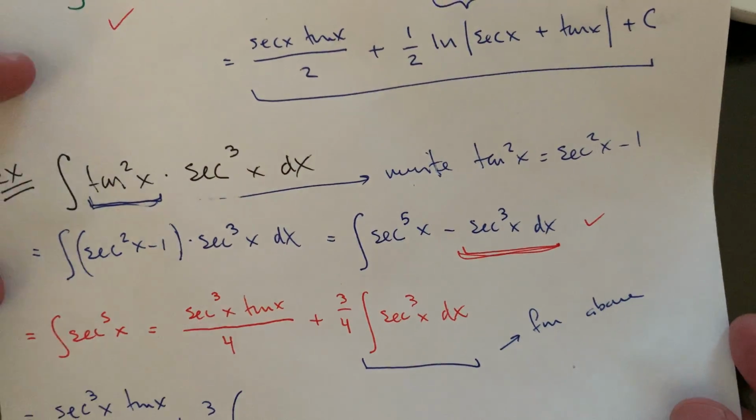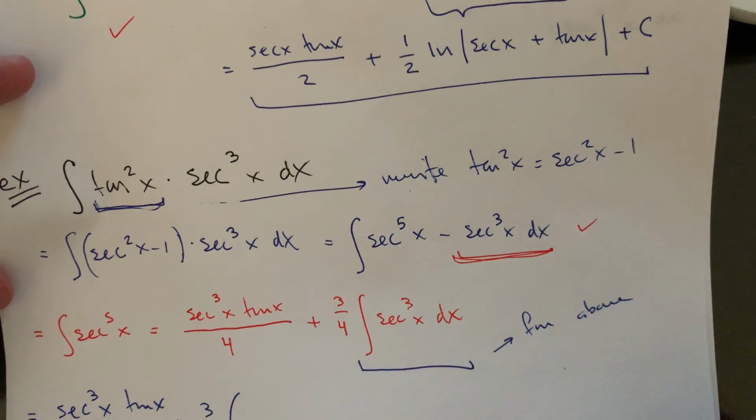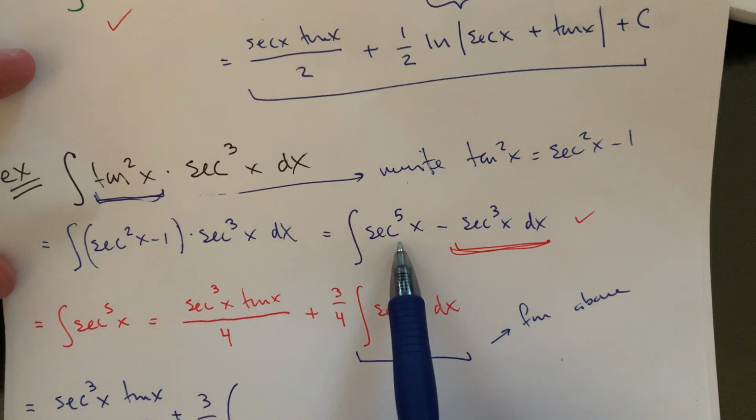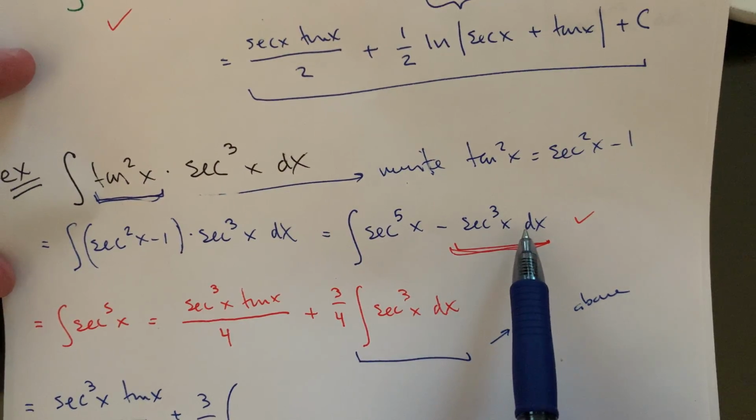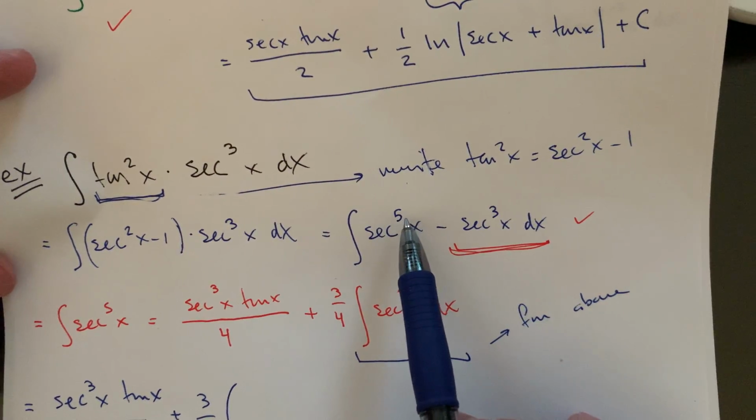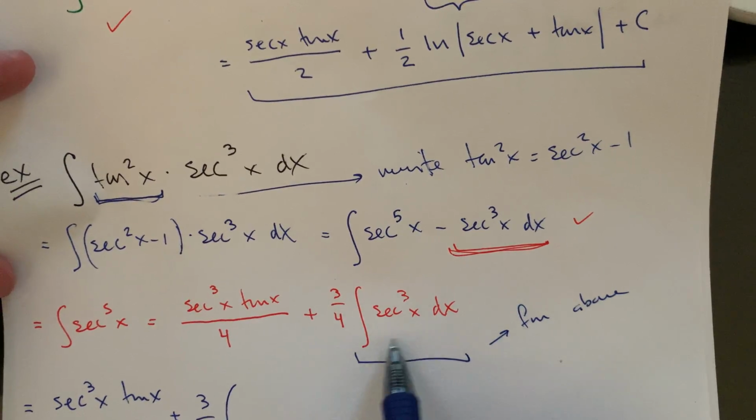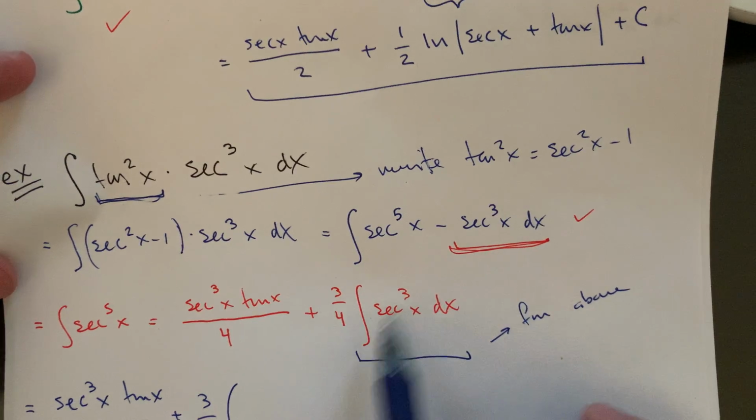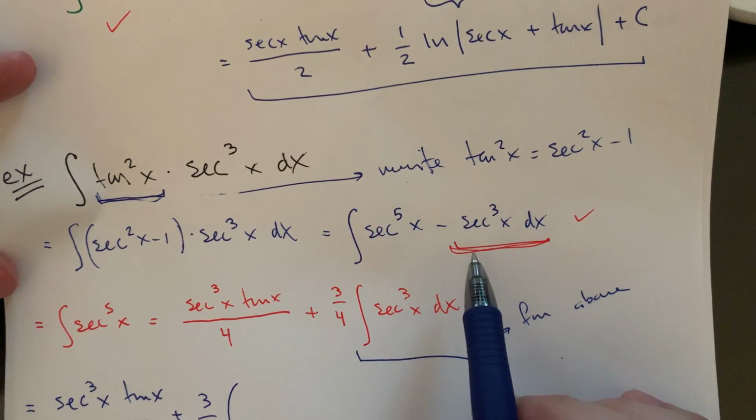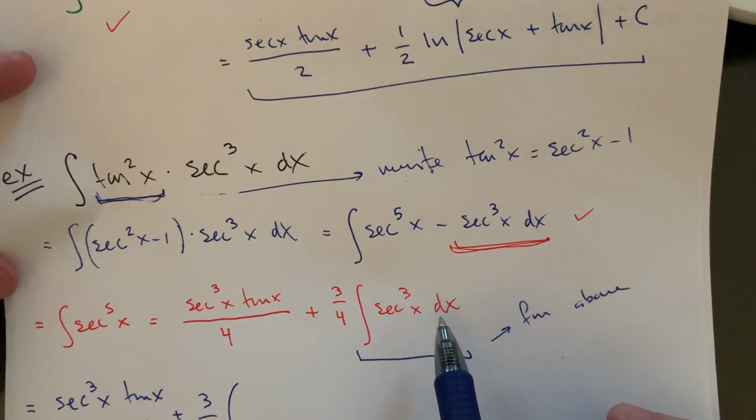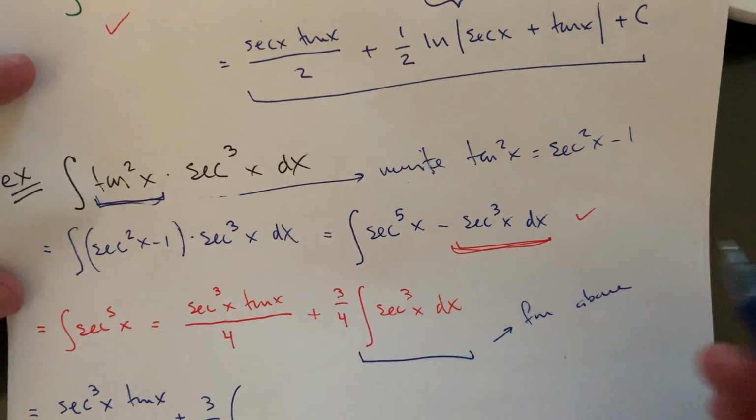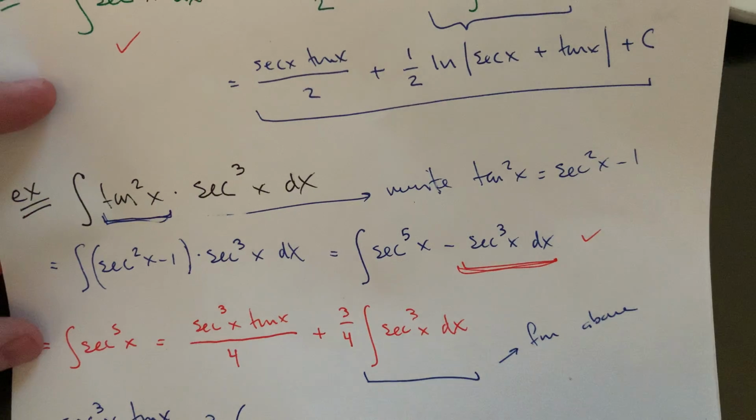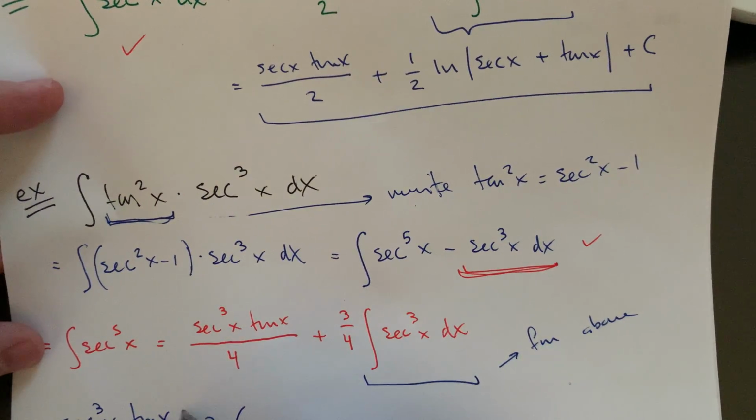Oh, you know what? I should be more clever than this. So the original became secant to the 5th minus secant cubed of x, right? This gets us a 3/4 integral of secant cubed. So this is going to be a 3/4 integral minus an integral of 1. So I guess technically this would be minus 1/4 times the integral of secant cubed. So maybe I'll write that instead, right?